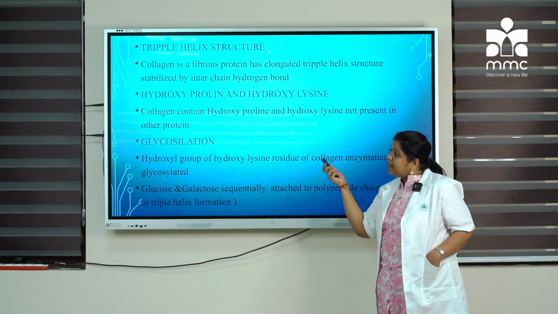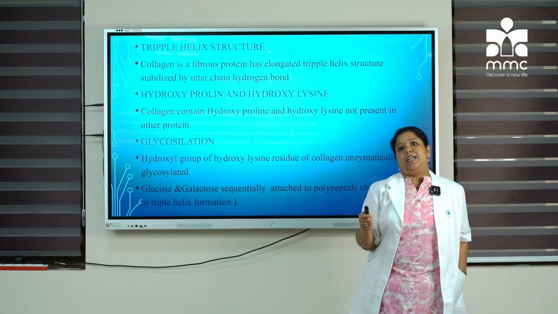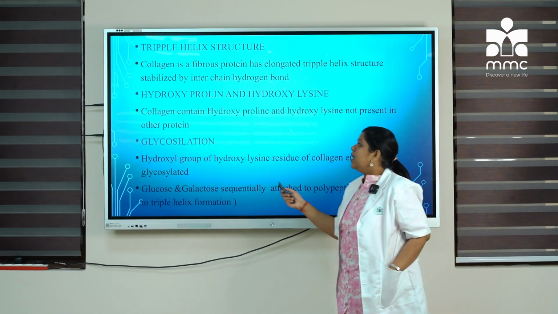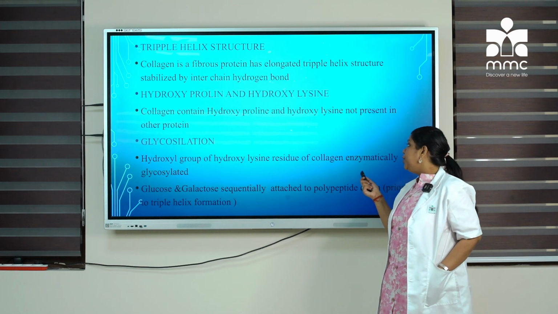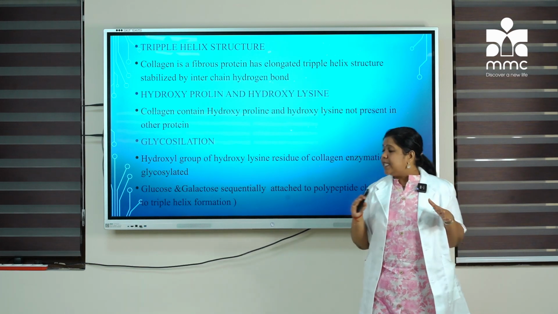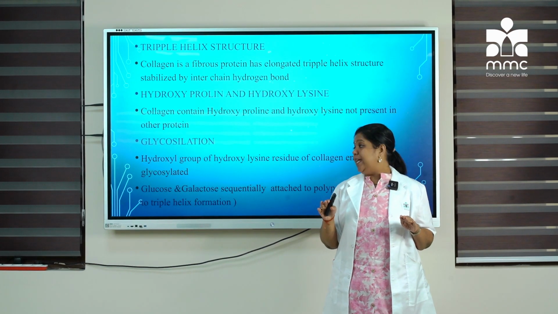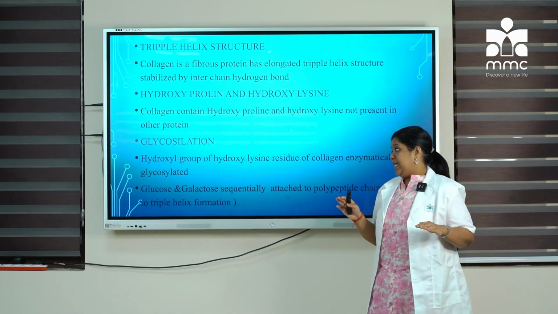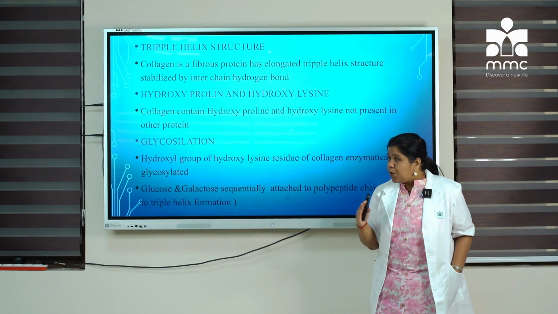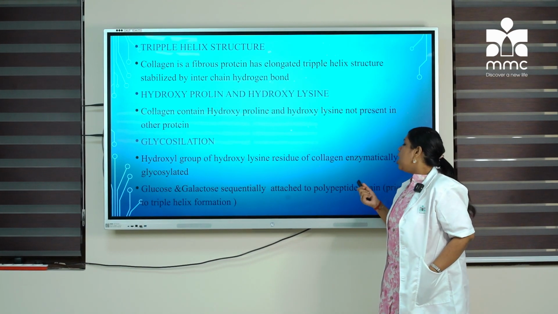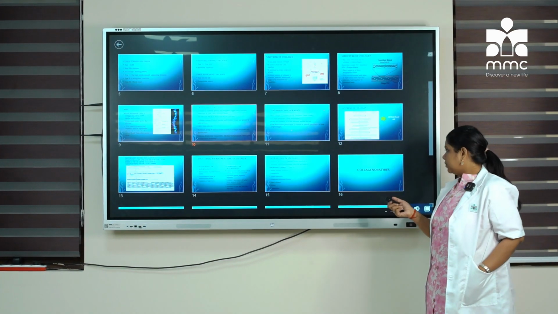Then the other property is glycosylation. What is glycosylation? The hydroxyl group of the hydroxylysine residue of collagen is enzymatically glycosylated. That is, glucose and galactose are sequentially attached to the polypeptide chain.